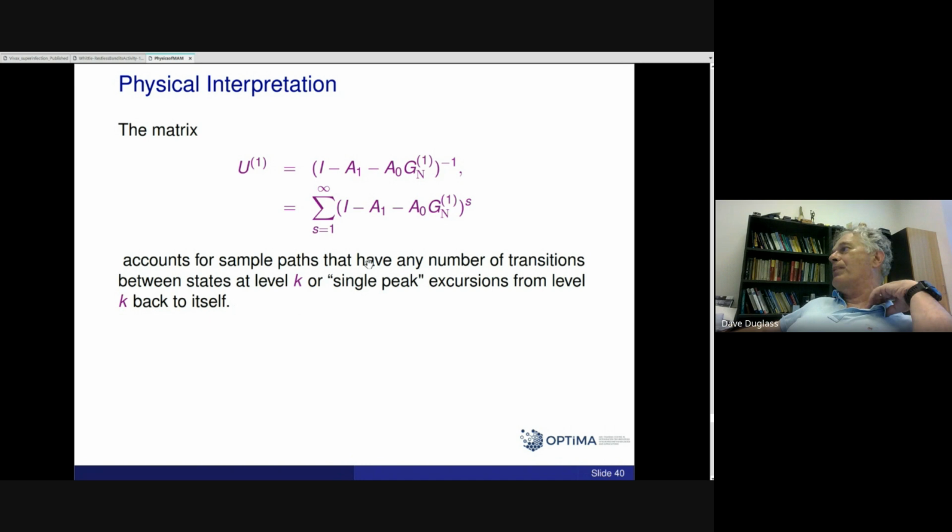That accounts for sample paths that have any number of transitions between states, or they're allowed to have a single peak, because an A naught goes up by 1, and then it has a single peak sample path to come back down again. So we can either have transitions from a level back to itself, or we can have transitions that do a single peak along the way.